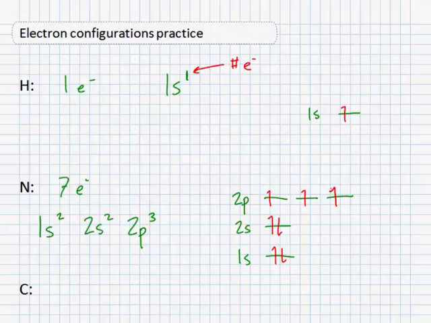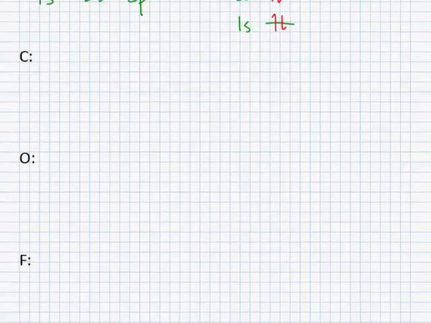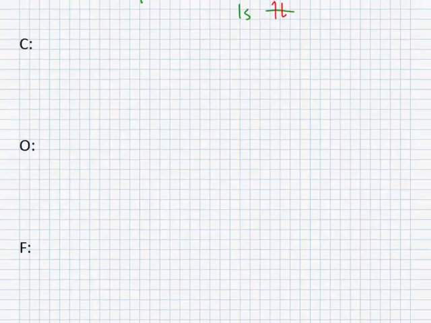Right? So you can, on your own, go through carbon, oxygen, and fluorine. In the completed notes that I'll post after this, you can check your work with those.